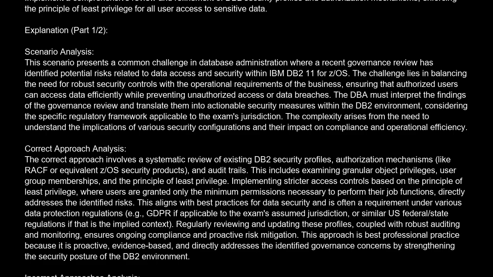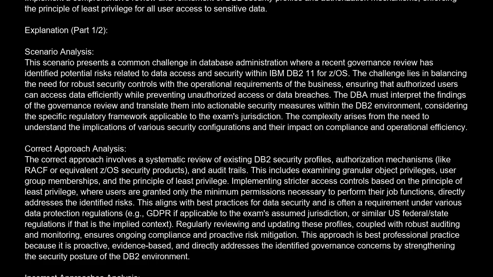This aligns with best practices for data security and is often a requirement under various data protection regulations, e.g., GDPR if applicable to the exam's assumed jurisdiction, or similar U.S. federal/state regulations if that is the implied context. Regularly reviewing and updating these profiles, coupled with robust auditing and monitoring, ensures ongoing compliance and proactive risk mitigation. This approach is best professional practice because it is proactive, evidence-based, and directly addresses the identified governance concerns by strengthening the security posture of the DB2 environment.